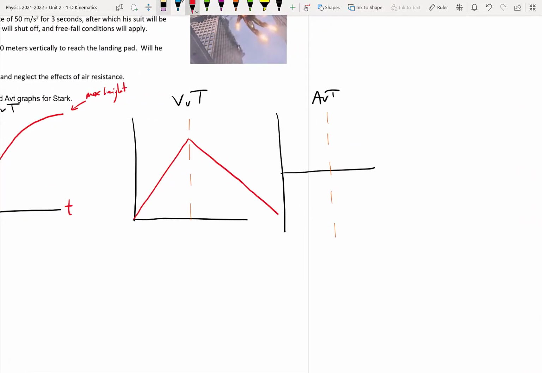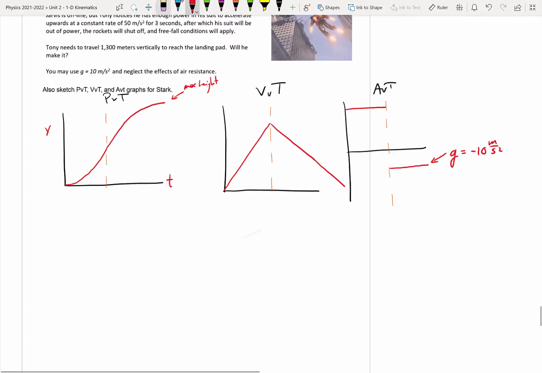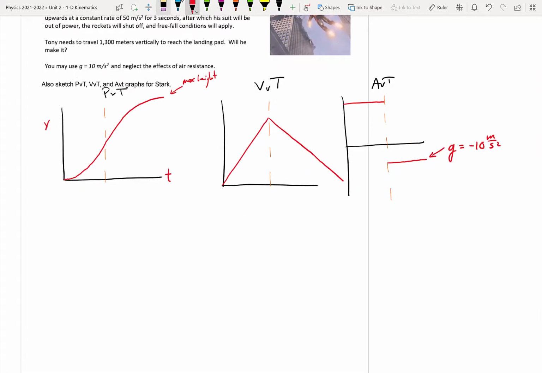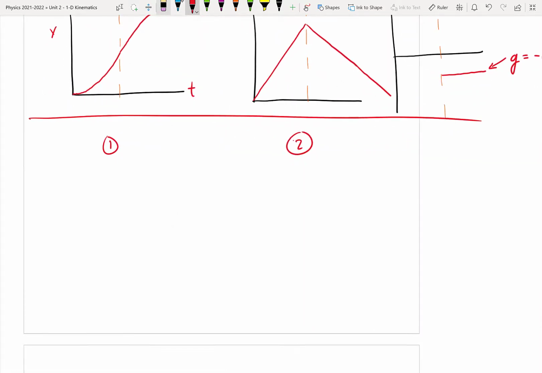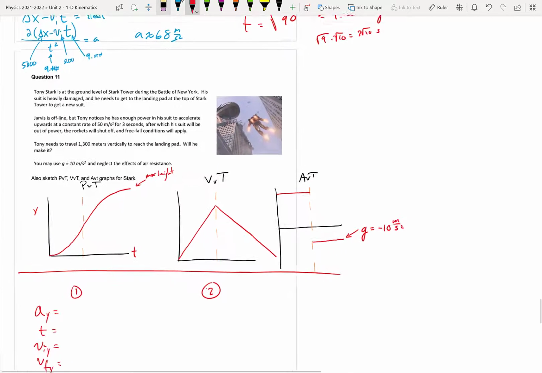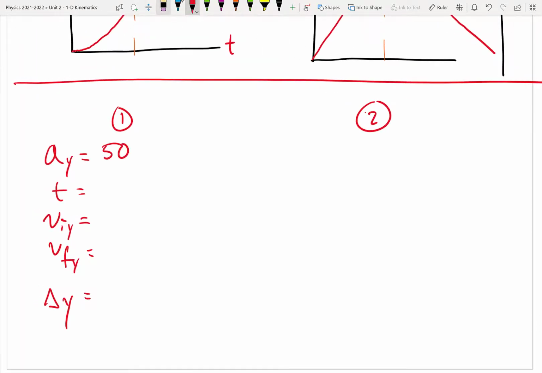Okay, but his acceleration is a very high positive value here, and then the acceleration due to gravity in the second part, because he's in free fall conditions, which we're going to call minus 10 because we're going to call down negative here, that would be closer to the x-axis. Okay, so we might say, done with graphs, 2 phases of motion, and I can list my stuff. I've got an acceleration in the y direction that he has, time, v initial, v final, those are in the y, and delta y for part 1.